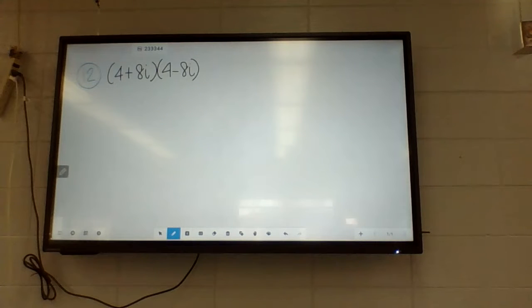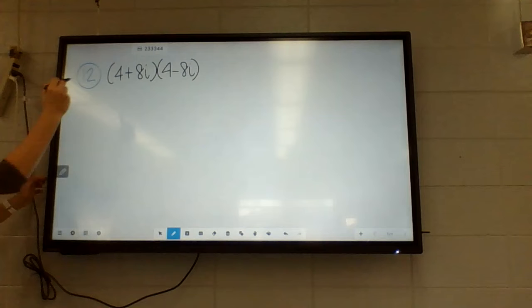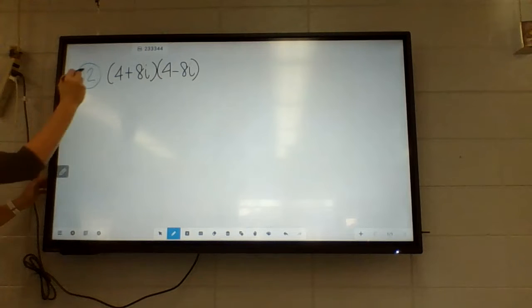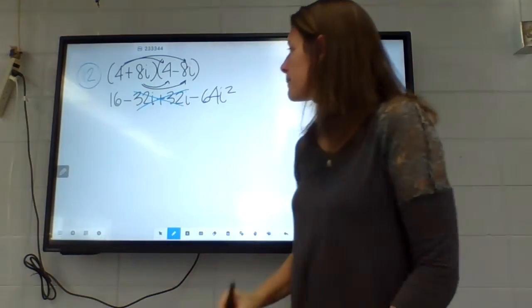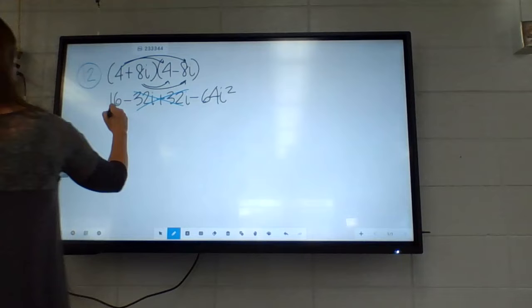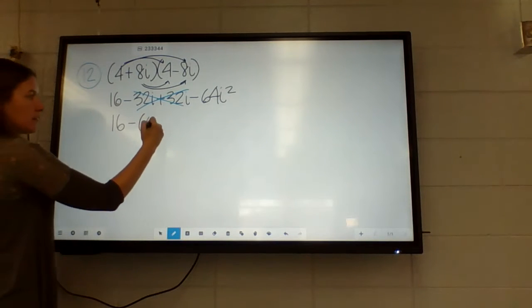All right. So number 12, we're going to FOIL here. So I FOILed, and this happens to be a conjugate. It's the exact same terms, just the opposite sign. So knowing that going into it, we know we'll get some canceling here. So we end up with 16, and then anytime I see i squared, I want to put a negative 1 in there.